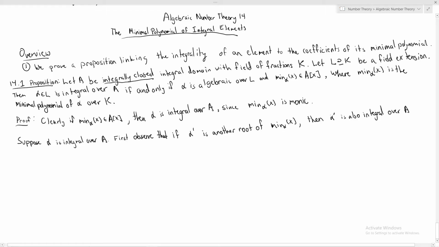Let me see. I'm worried that maybe I'm missing some hypothesis. I guess it's not going to hurt if I assume L is finite. Do I need this though? Okay, let's keep working and see if I actually end up using that. Okay, so let's not say observe. Let's say I claim.